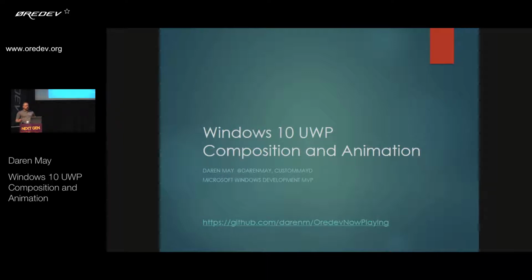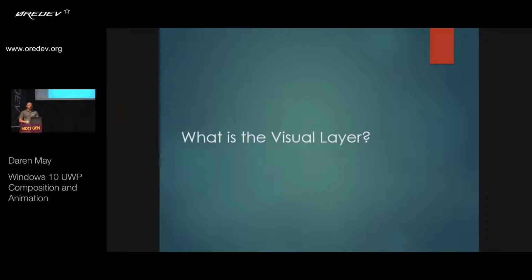So, Windows 10 composition. Really what we're talking about here is the new visual layer that's part of Windows 10. And you might ask yourself, well, what is a visual layer? Well, in this instance, it's a retained mode graphics API that leverages the graphics hardware of your system to produce very smooth animations and effects leveraging your graphics card.